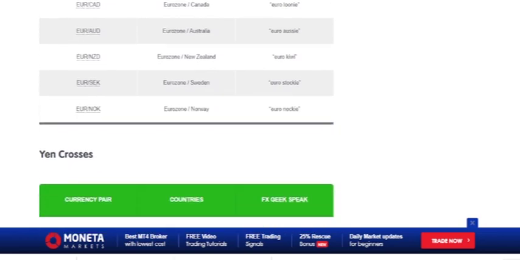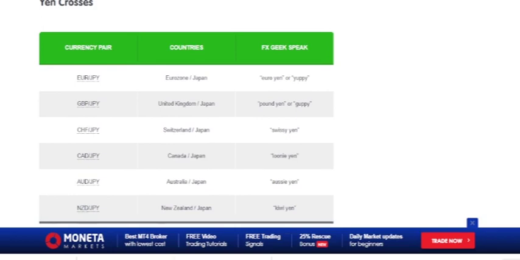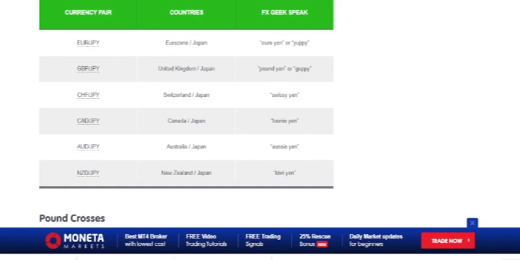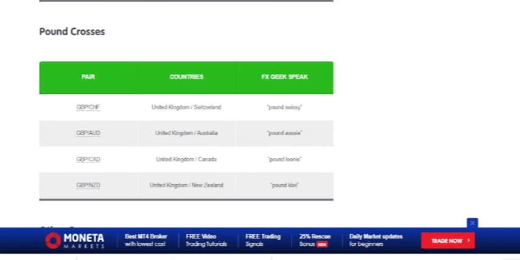And then we have the yen crosses: the Euro yen, or Euro Gappy, sorry, the pound yen, Swiss yen, the Loonie yen. When we say the Loonie yen, we are referring to the Canadian dollar and Japanese yen, and then Aussie yen and Kiwi yen. Then we look at the pound crosses. The pound crosses, we have pound Swissy, the pound Aussie.